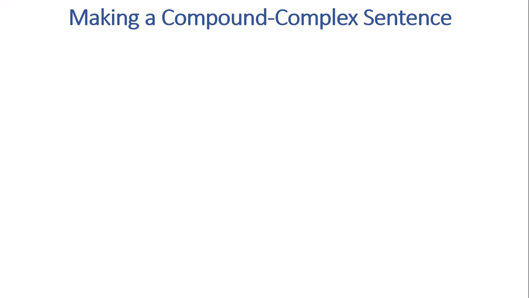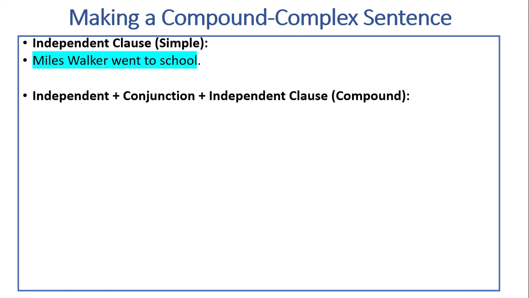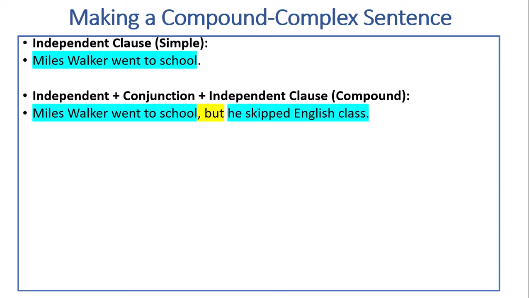All right, so let's make a compound complex sentence. Independent clause. Miles Walker went to school. Independent plus a conjunction plus another independent. That's the compound. Remember, compound means we're mixing two or more things, or we're joining two or more things together. Miles Walker went to school, but he skipped English class. So in the blue is our simple sentence, and the yellow is a conjunction, and then the blue is another simple sentence. That's the compound.